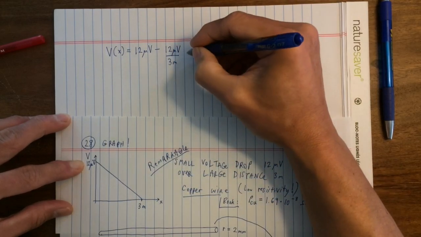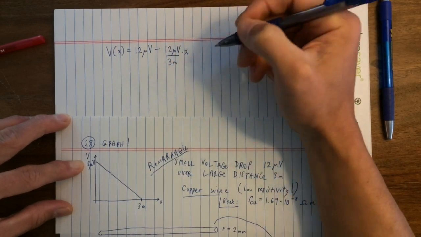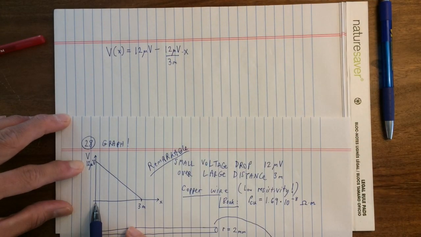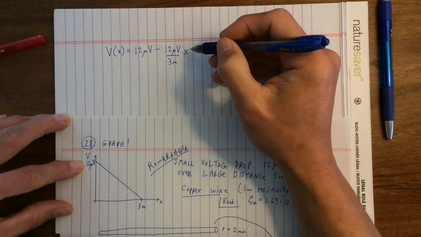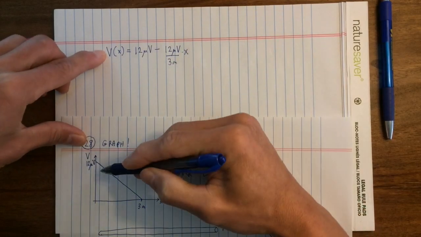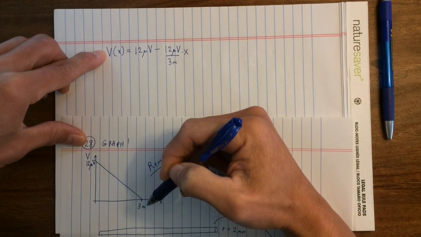That's a slope. And then I'm going to multiply by x, where x is a number between 0 meters and 3 meters, or it's actually a position. So x is the position, right? And that's the potential function that describes this curve here.